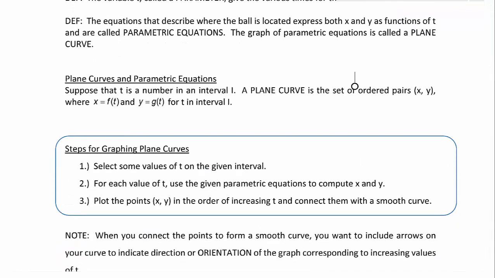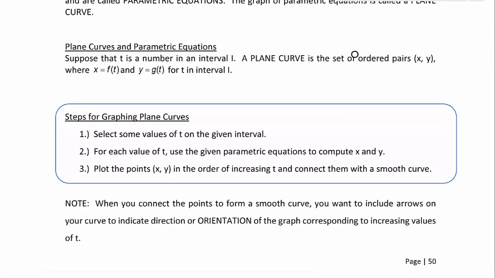So here's our definition of a plane curve. Suppose that t is a number in an interval I. A plane curve is the set of ordered pairs x, y, where x is equal to f of t and y is equal to g of t for some t in an interval I.